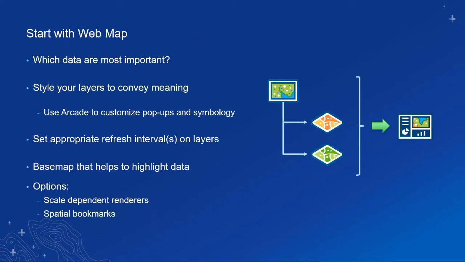So from a technology standpoint, where does that start? Well, that starts in the web map. The web map sets the tone of the dashboard. Spend some time here to decide on the colors, the pop-ups, and which data and layers are important. Decide which data is important and exclude irrelevant data. Style your layers to convey meaning by leveraging Arcade and styling your symbology and your pop-ups. Set appropriate refresh on the layers. If you're looking at a real-time dashboard, you want an appropriate refresh interval. Then select a base map that helps to highlight the data. Other options would be scale-dependent renderers or spatial bookmarks to help users navigate.